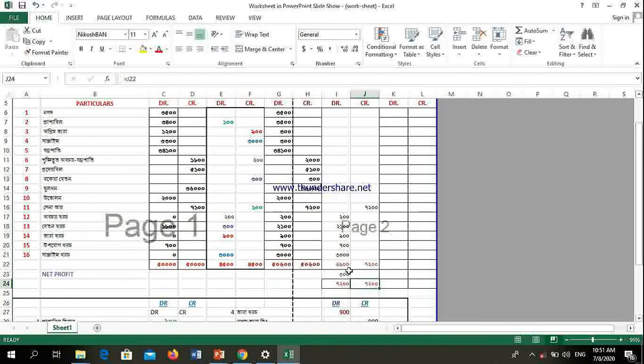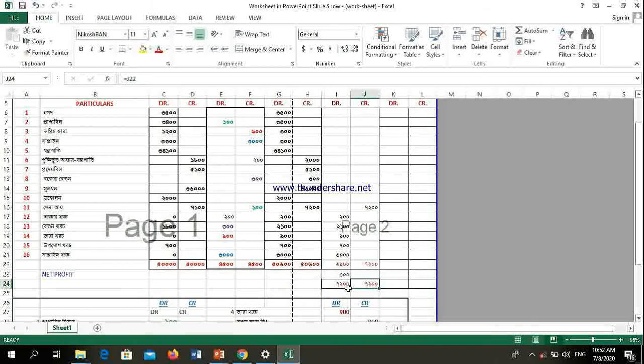Either 6,900 or 7,200. 7,200 is the big figure. So this big figure you have to put on both columns, debit and credit side. Okay. Even after that, you have to differentiate from 6,900 to 7,200. What will be the difference?